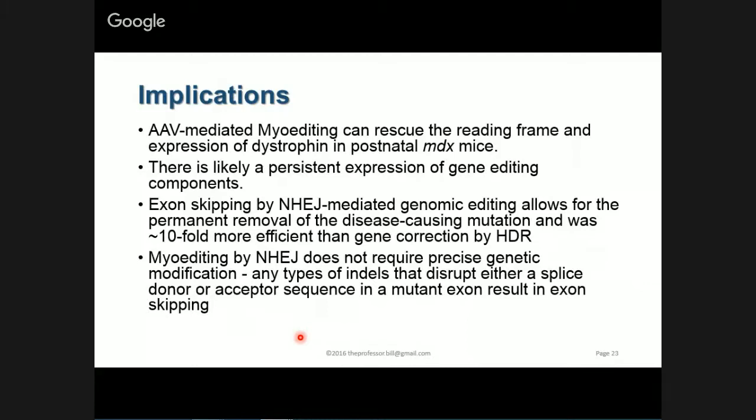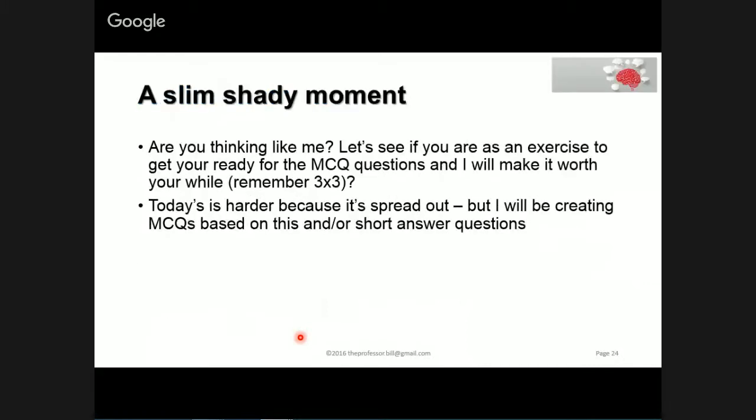So you'll have to think about what kind of disease conditions we might be able to tackle, and what technological hurdles still remain. I want you to think about that based on what you've heard here today.